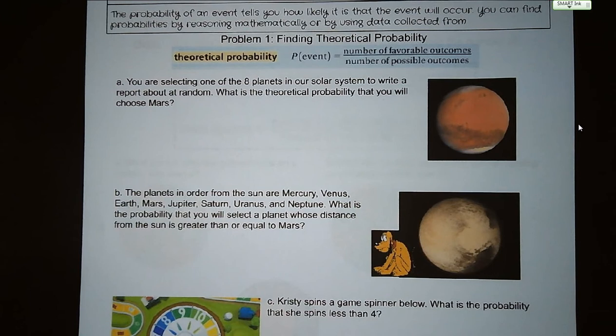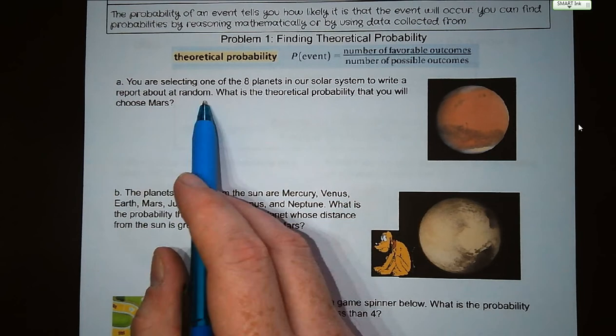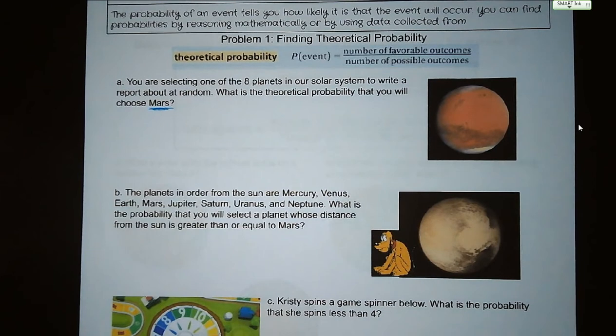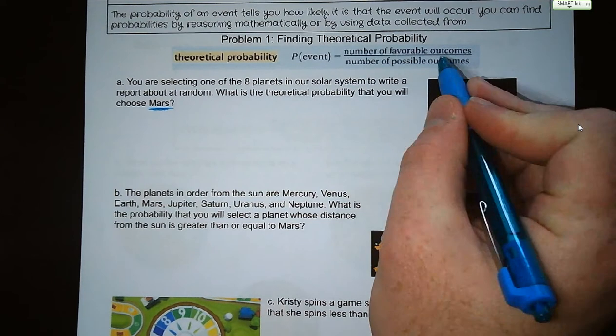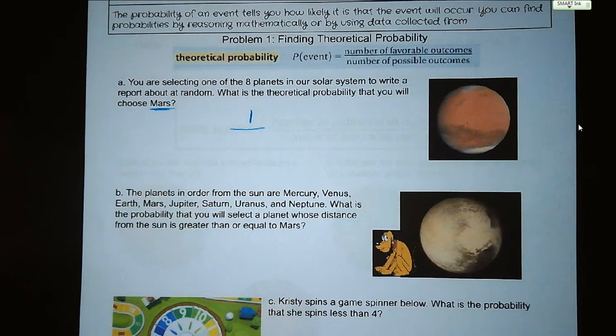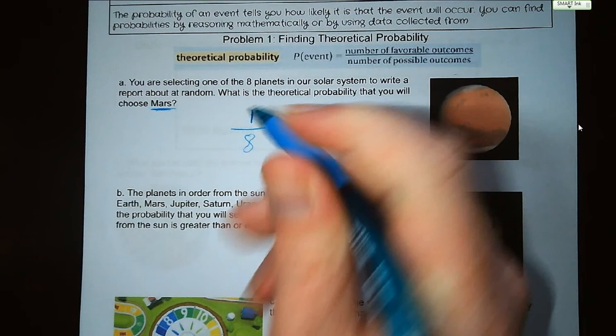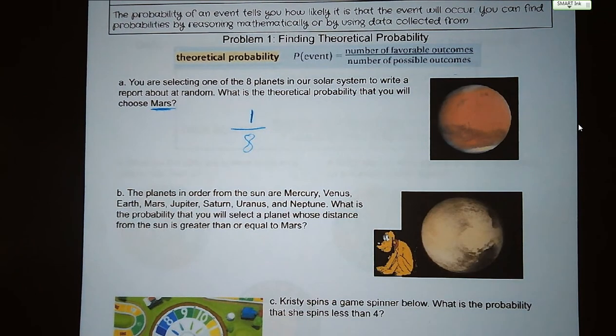So our first question is, you are selecting one of the 8 planets in our solar system to write a report about at random. What is the theoretical probability that you will choose Mars? Well, out of the planets, Mercury, Venus, Earth, Mars, Jupiter, Saturn, Neptune, Uranus, there's only one Mars, right? So the number of favorable outcomes is 1, because that's all Mars is. The total number of possible outcomes is the total of 8 planets, so it is just 1 over 8.